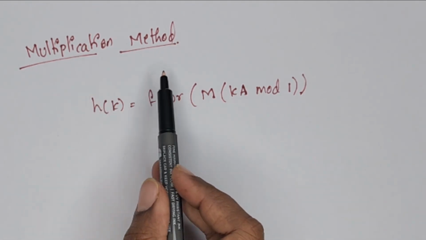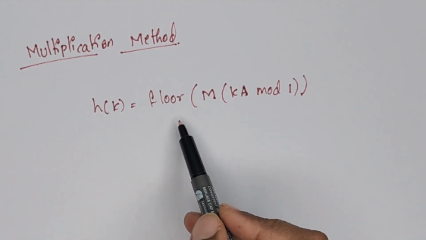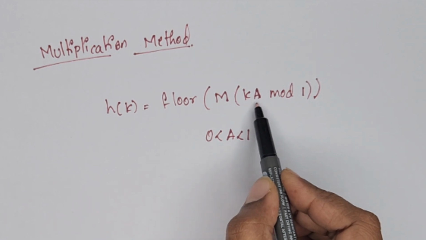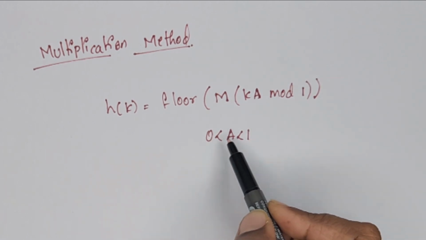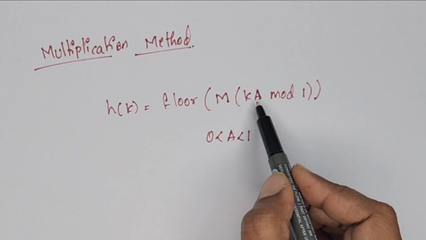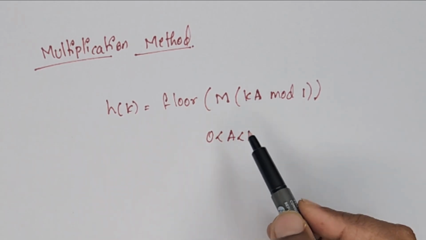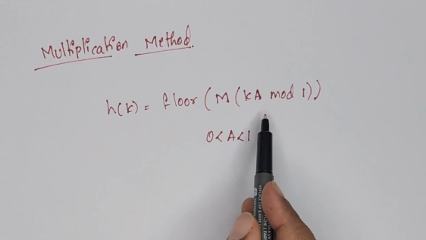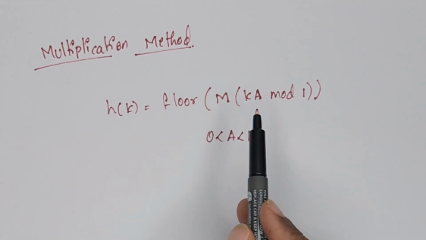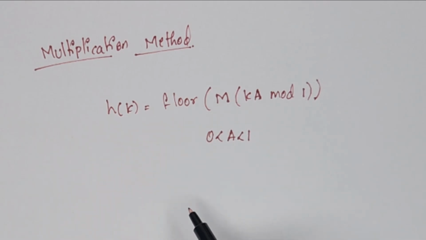Next method is the multiplication method. This is the hash function for the multiplication method. First, we have to select one constant A that should be between 0 and 1, and then k is the key value, multiplied with A. So after calculating kA, we have to extract the fractional part. That fractional part is multiplied with m, and for this value you have to apply the floor function. Then you will get one number that is the index of your table.